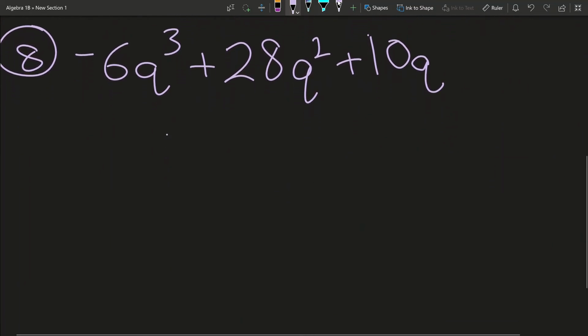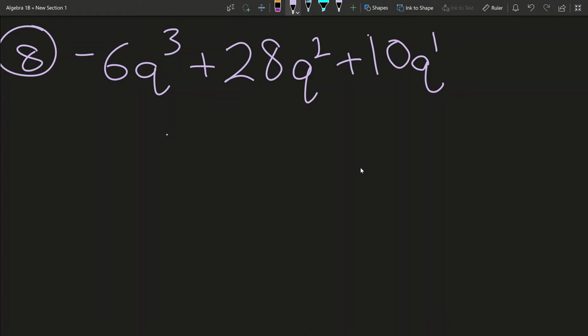Okay, so from here, take a look at the problem real quick. Our first step would be to make sure that all the exponents are in descending order: 3, 2, and 1. There's an imaginary 1 right there. And figure out what the greatest common factor is from these three terms that we have.